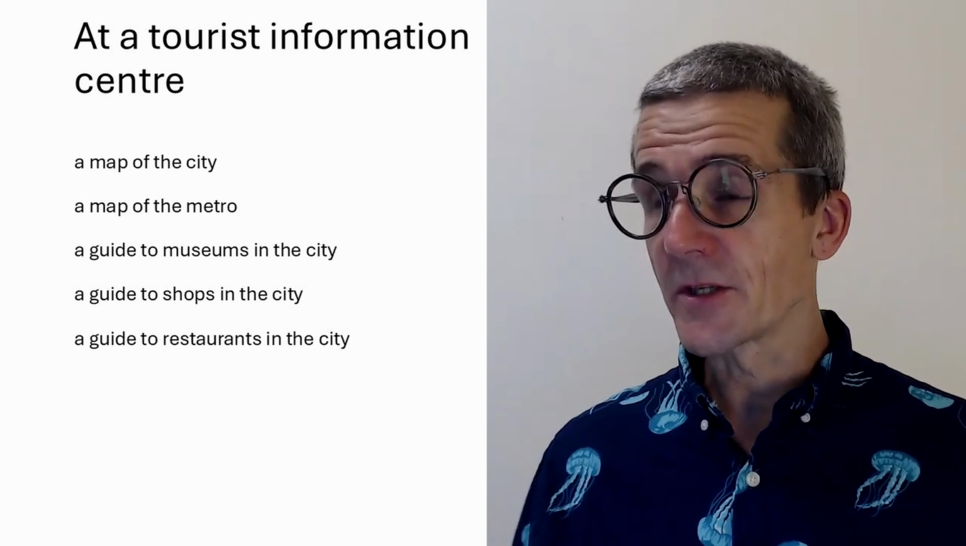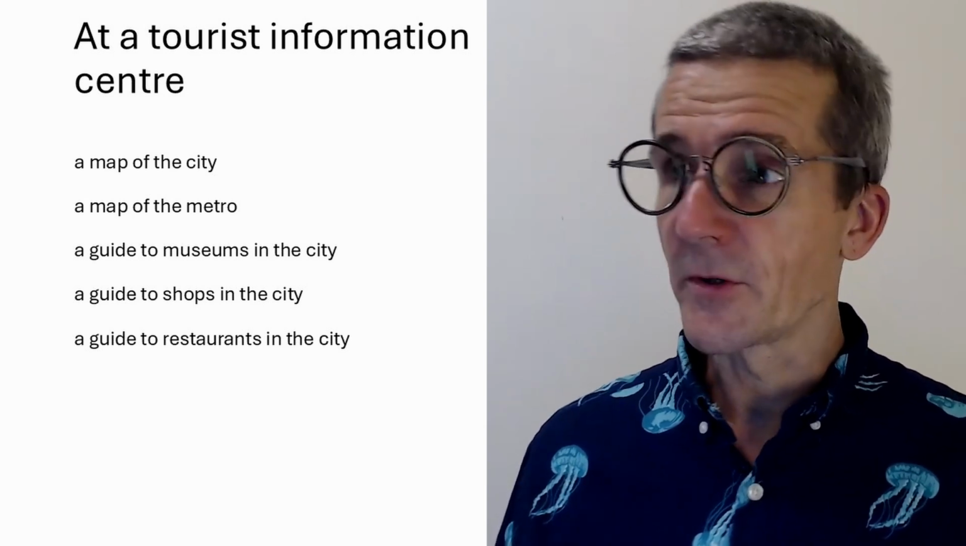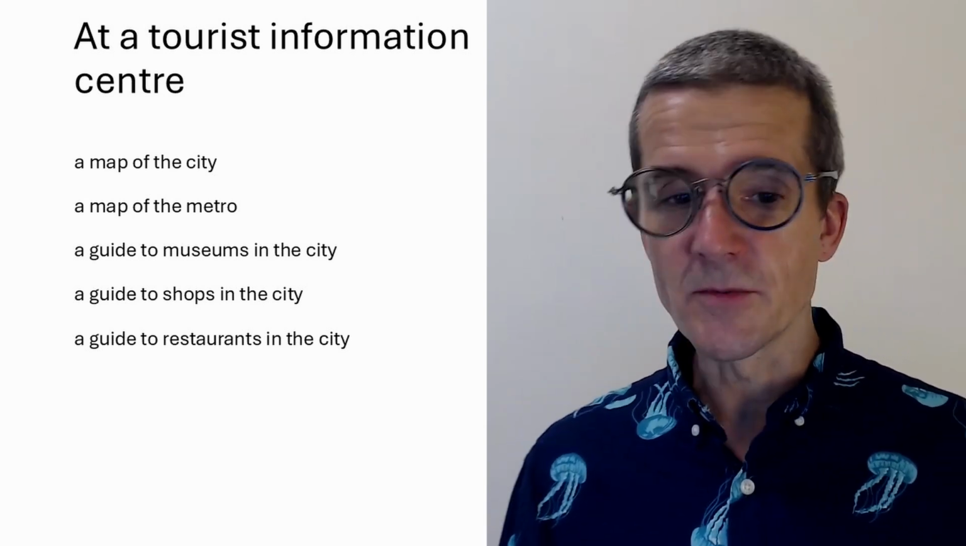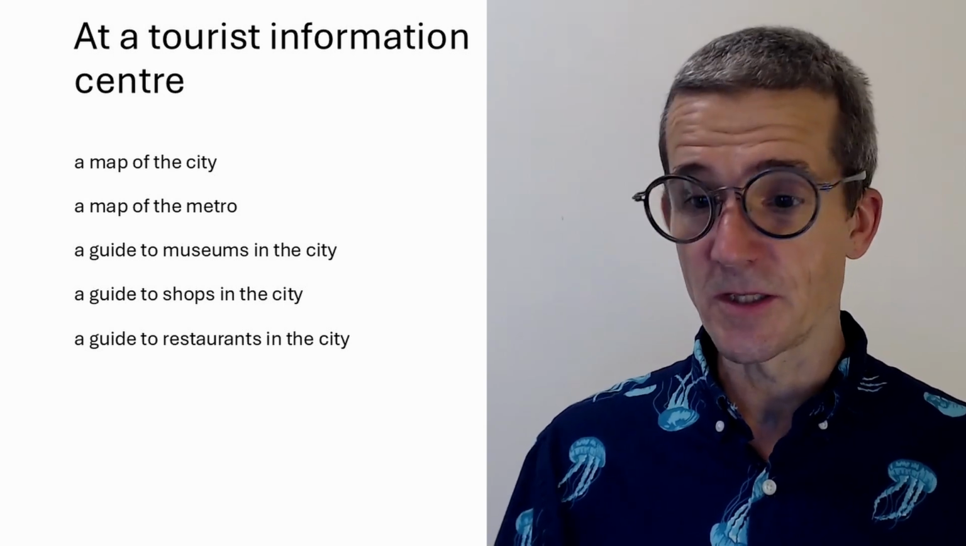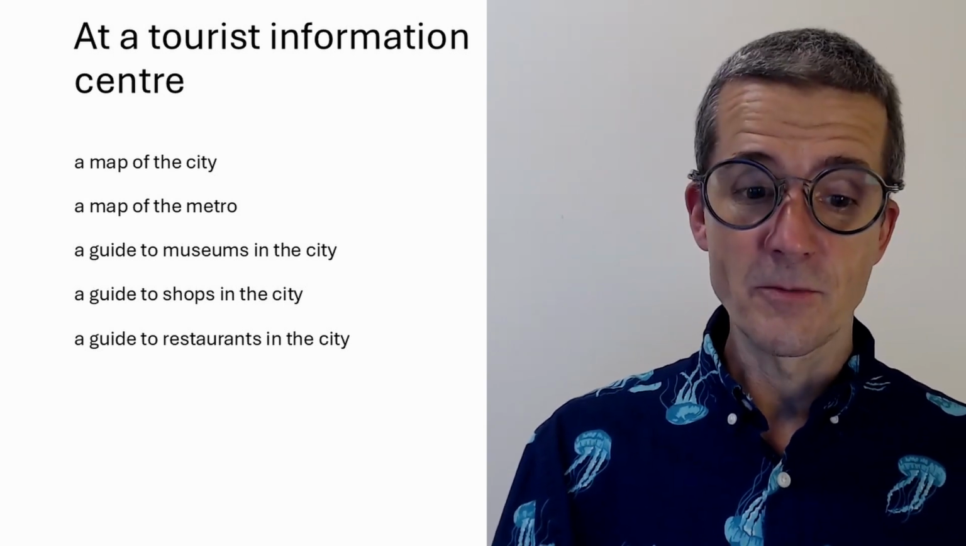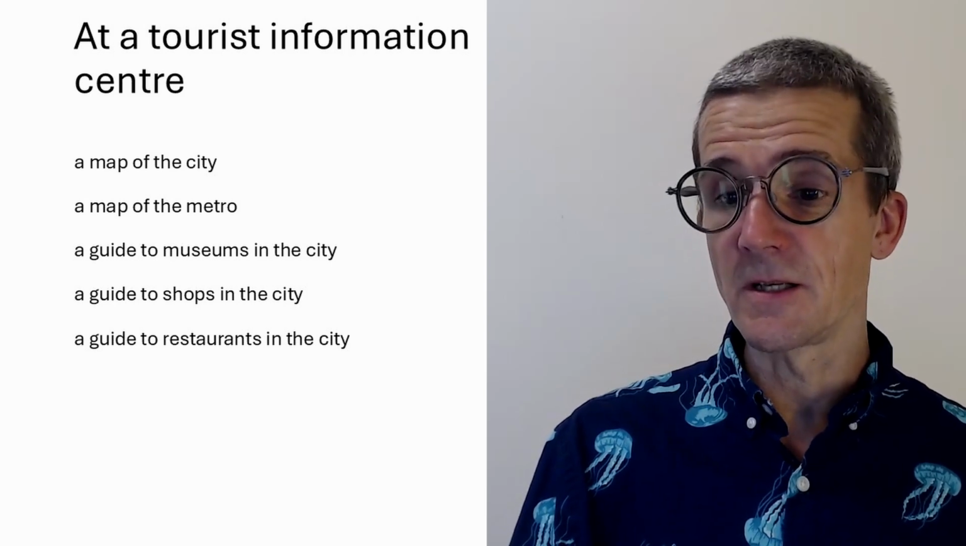And the first place we'll look at is a tourist information place. So you want to find out more information about the place you're going to, and what kind of chunks can you use there? You could say a map of the city, a map of the metro, a guide to the museums in the city, a guide to the shops in the city, perhaps a guide to the restaurants in the city. And this "do you have" is probably fine to use at the tourist information centre.